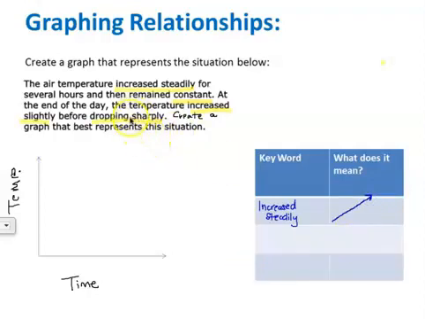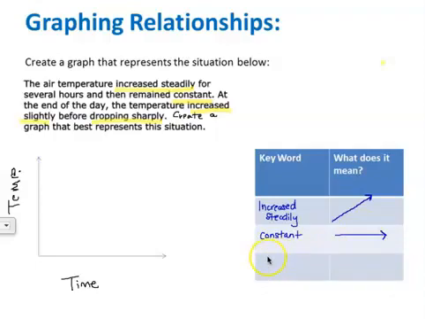What's our next key word? And then it remained constant. Constant is our next key word. And constant, so what does constant mean? So constant means it remains at the same temperature. It means it's not increasing or decreasing. So we're going to have a horizontal line to show that the temperature is remaining the same. It's staying constant. So that horizontal line shows us that.